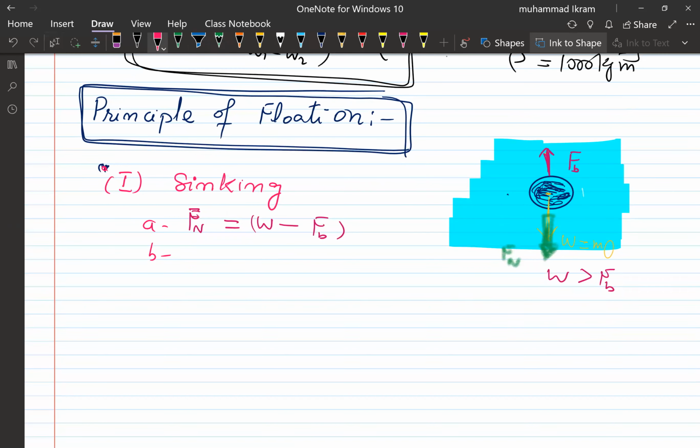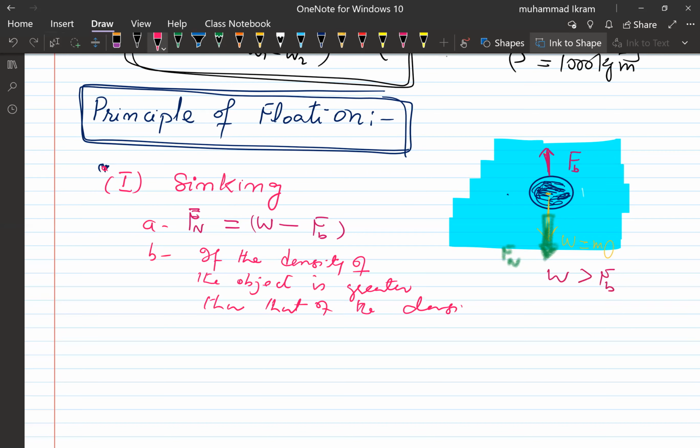Similarly, this is one part. Another way to say it: if the average density of the object, the overall density, is greater than the density of the liquid, the object will what? The object will sink. But as I told you, I use the word average density.